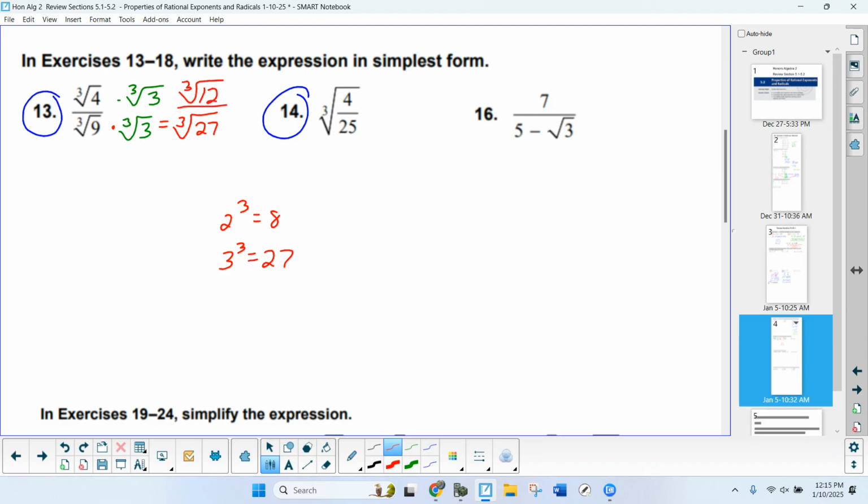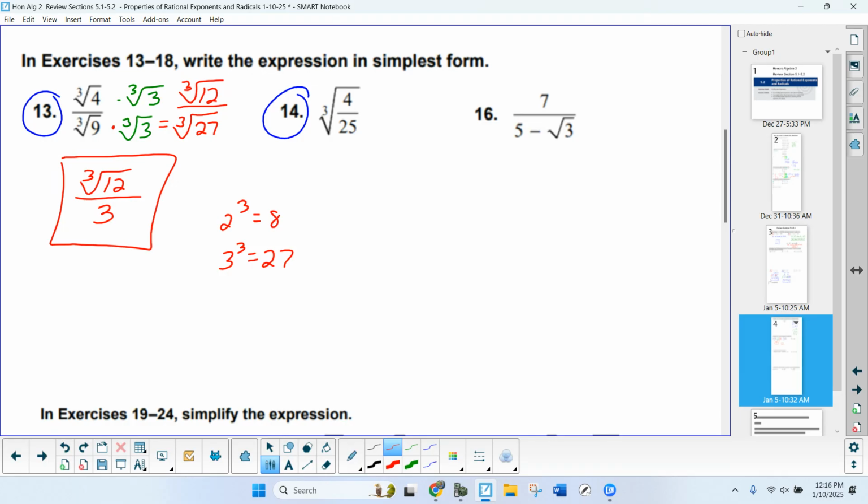Okay, can you break up cube root of 12 into any of these? So you have the cube root of 12 over what? 3. Yeah. And now you're done. You cannot have a radical in the denominator. You cannot have a fraction under the radical. Good. Questions there?